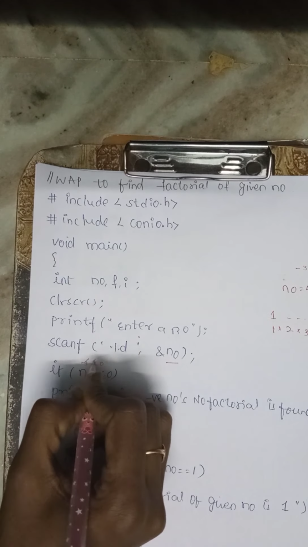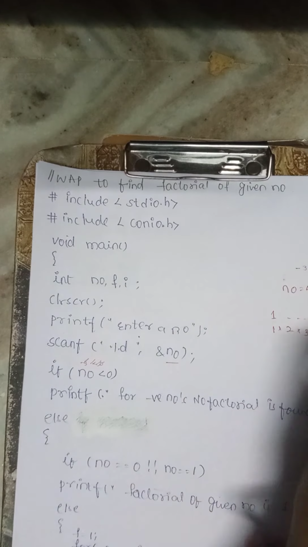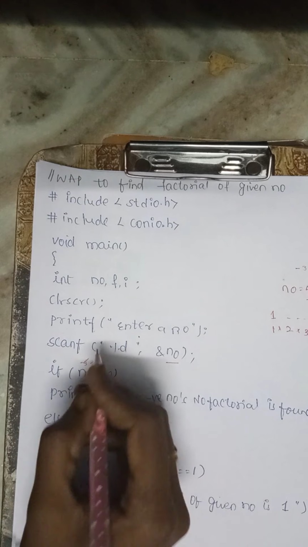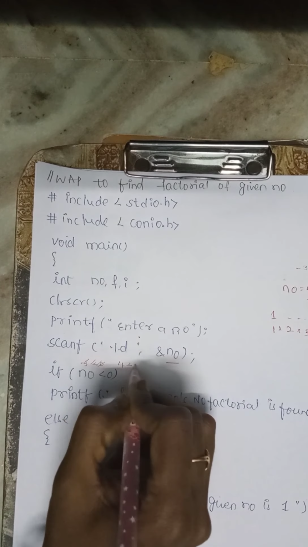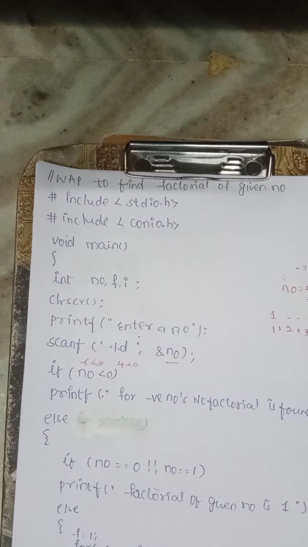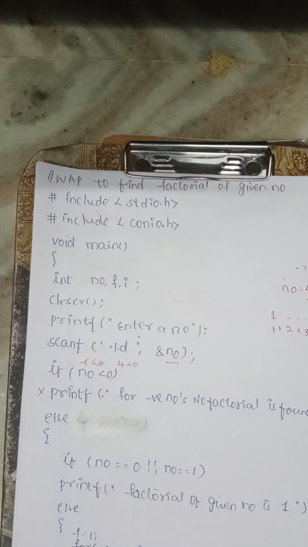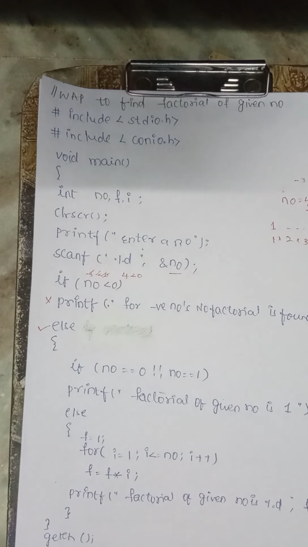Now I am not entering the number as -3. What happens if I enter the number as 4? Is 4 less than 0? Is our condition true? No. If the condition is not true, what happens? It enters the else block. Control will not execute this statement. It enters the else block. In the else block, what logic are we writing? Look here.